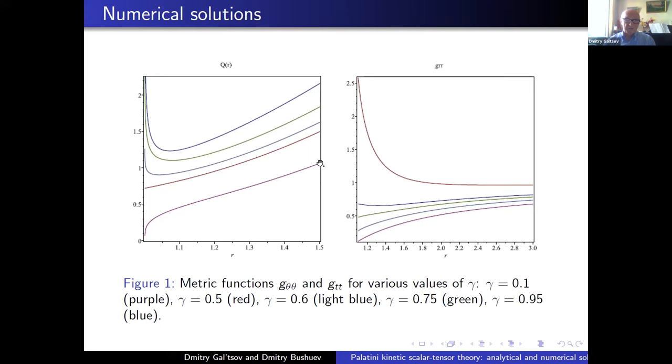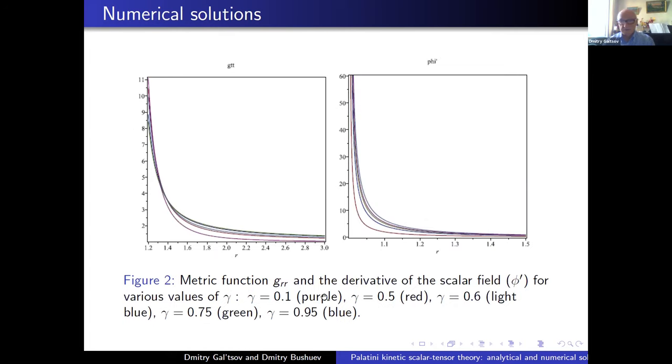And for gamma below 1/2, this radial function goes to zero, so it will be a singularity. This is GRR. Also, it shows that all solutions for R greater than B are in a positive region, so there are no horizons. And it is also seen here from GTT, which is also positive. The scalar field is singular, of course, at the point R equal to B, and asymptotically flat. So these are monotonous functions for different gamma.